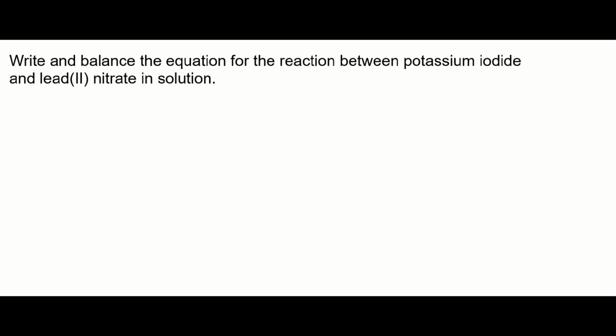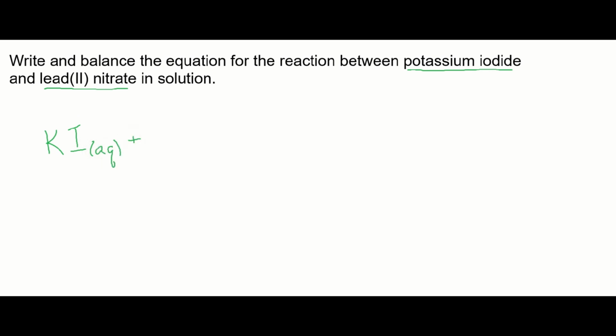Let's write the equation for the reaction between potassium iodide and lead nitrate, and then we'll balance the equation. This is in solution. So potassium iodide is an ionic compound. So we need the charges, which are positive and negative ones. You can crisscross those numbers to get the ratio to make this ionic compound neutral. So it's 1 to 1, so the formula is just KI. And we'll put aq here because it's in solution.